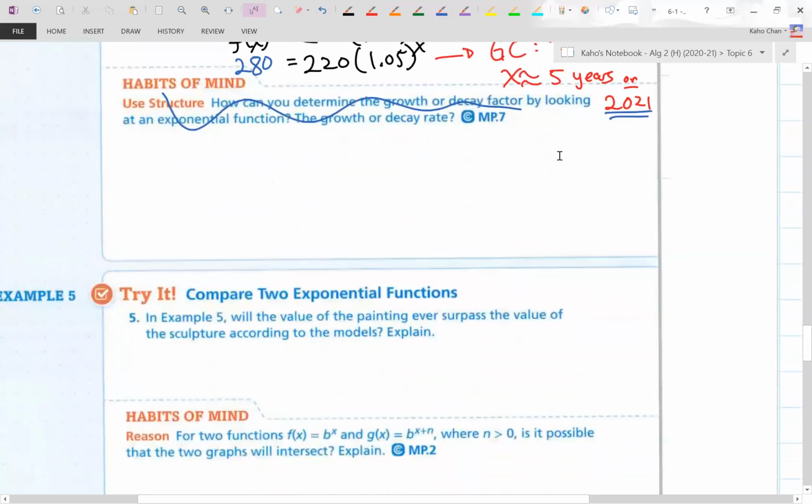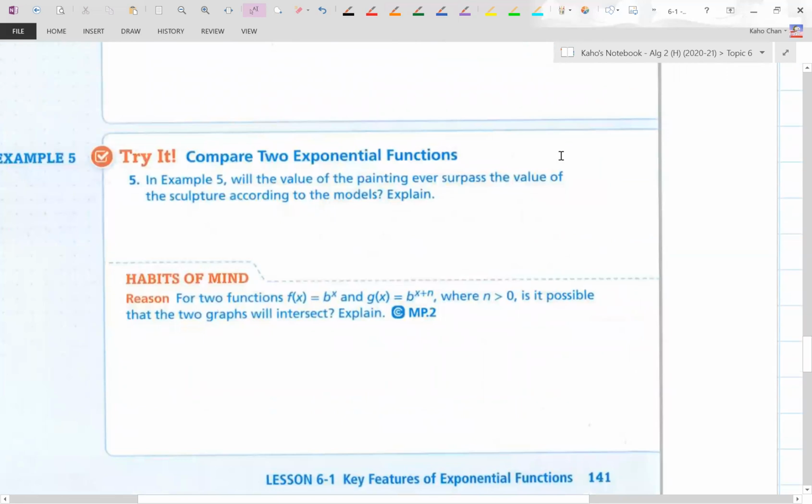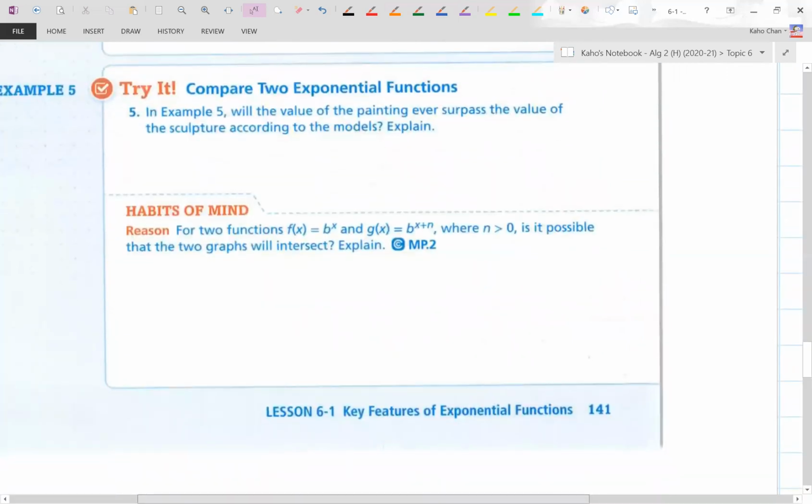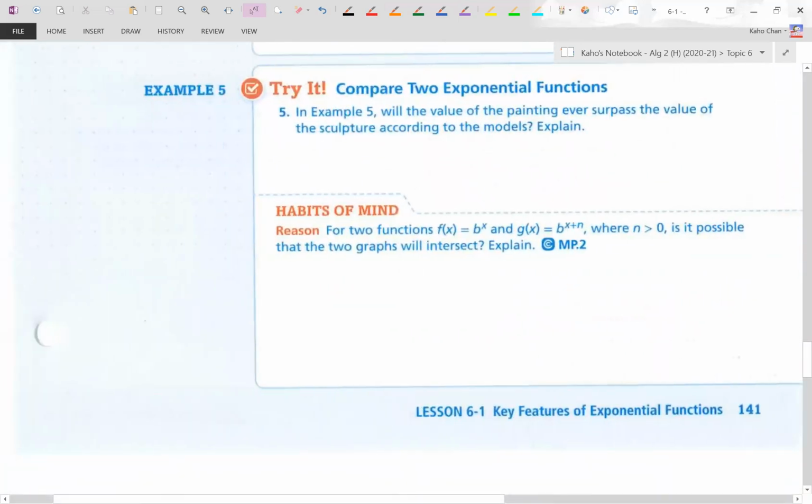Next question, number 5. Here we go. How are we doing out there? Yeah, very different, isn't it?